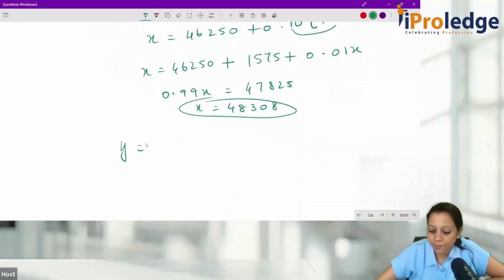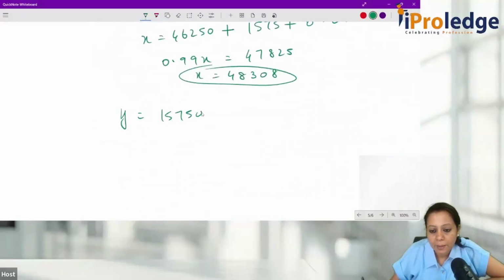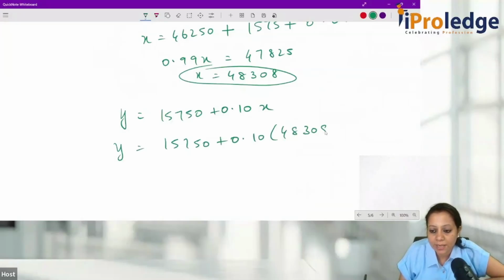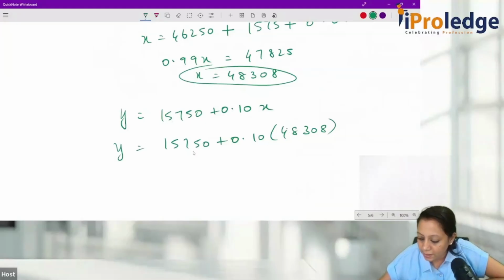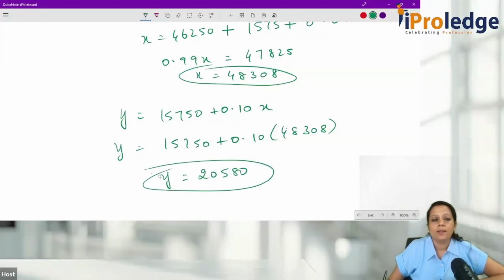So Y is equal to 15,750 plus 0.1X. Y is equal to 15,750 plus 0.1 into 48,308. So 4830 plus 15,750. Are we getting 20,580? Yes. Easy. Very nice. Now we will start distributing. Are you all ready for it?